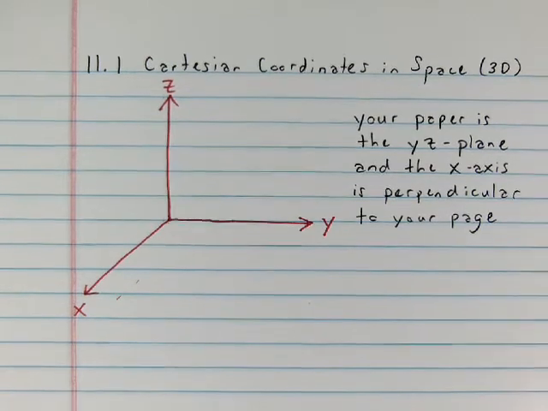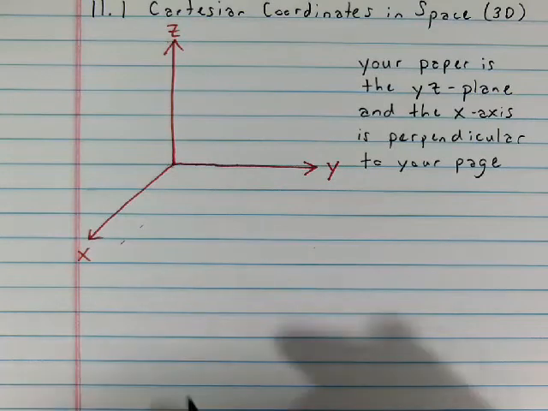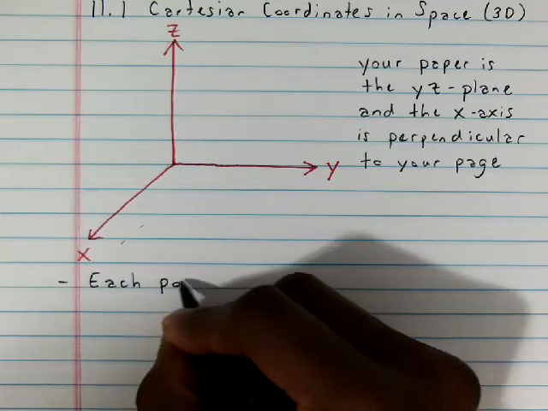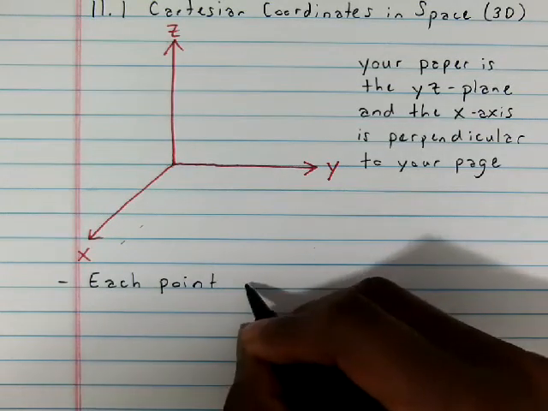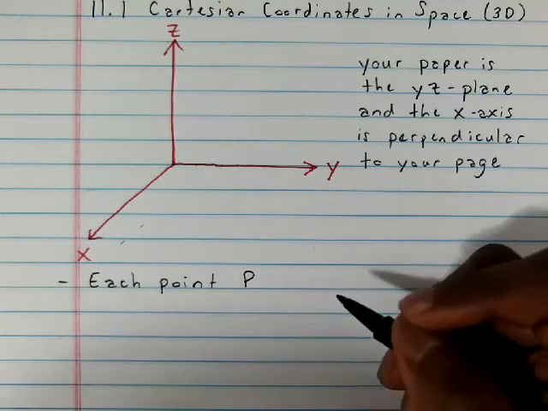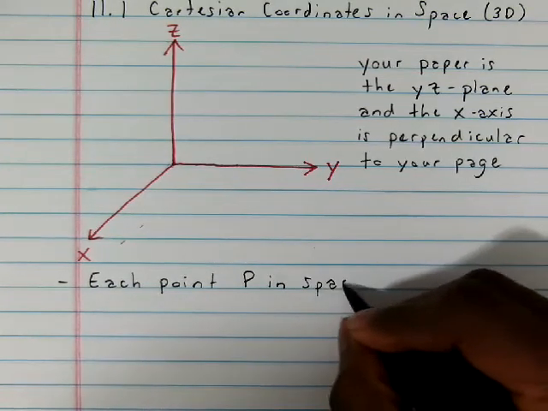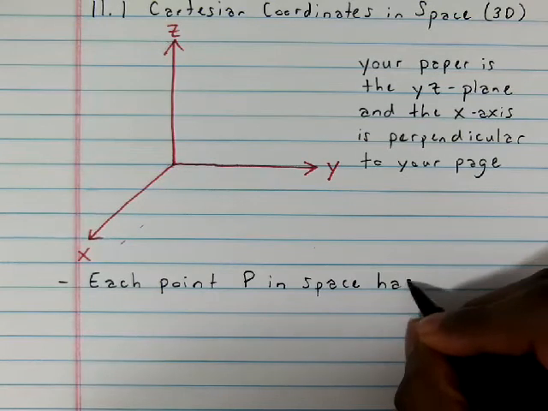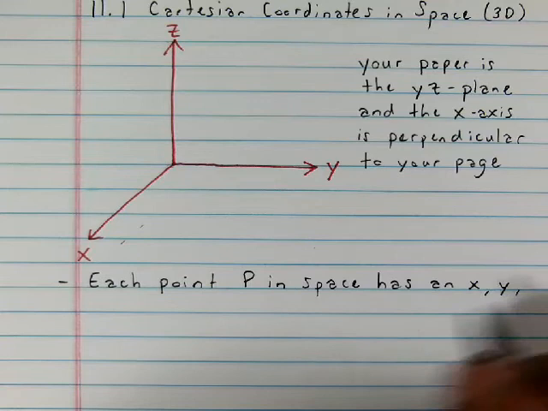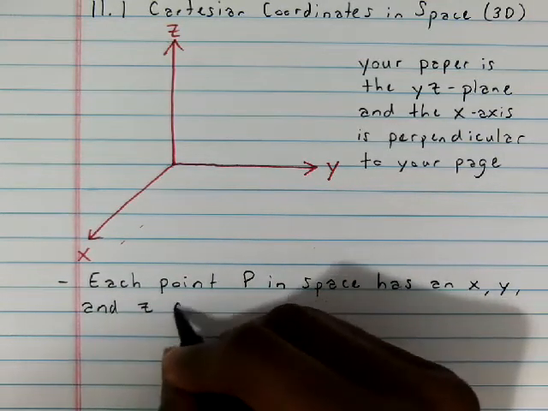All right, so now let's talk about representing points in 3 dimensions or in space. Each point, which we'll normally use capital letters to represent, so we're going to call this P. We're going to talk about point P. Each point P in space has an X, Y, and Z coordinate.